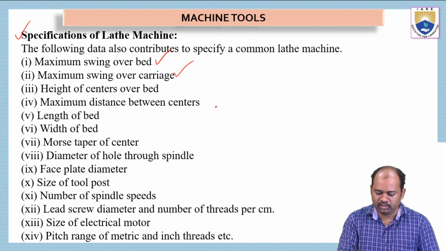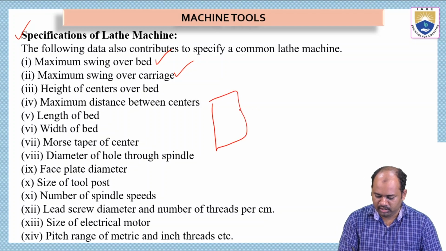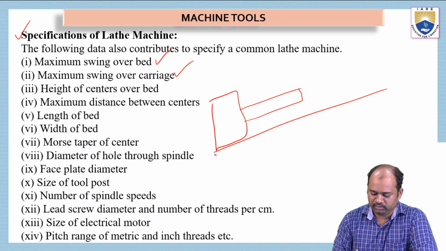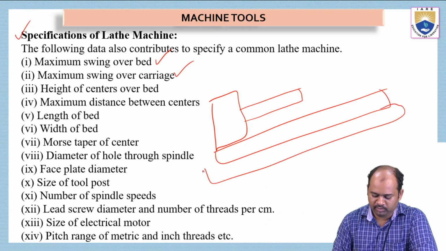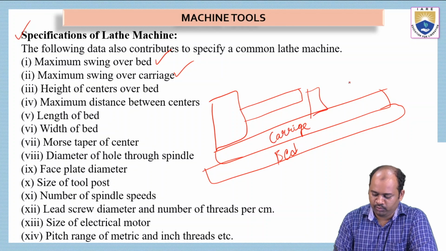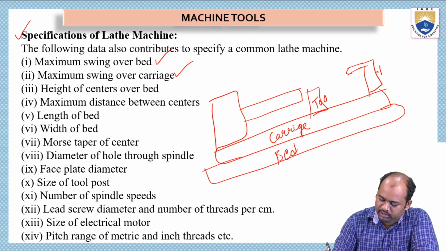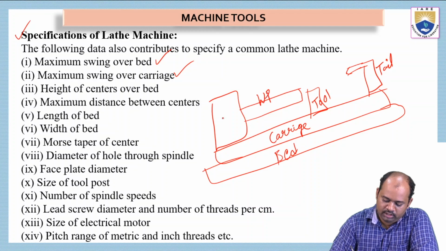So if I fix the workpiece here, this is the headstock, I will fix the workpiece like this. This is the carriage. This entire thing is placed on the bed. This is the bed. This is the carriage. On this carriage, I will have a tool post and I will have a tailstock. So this is the tool post and this is the tailstock. So this is the workpiece and this is the headstock.